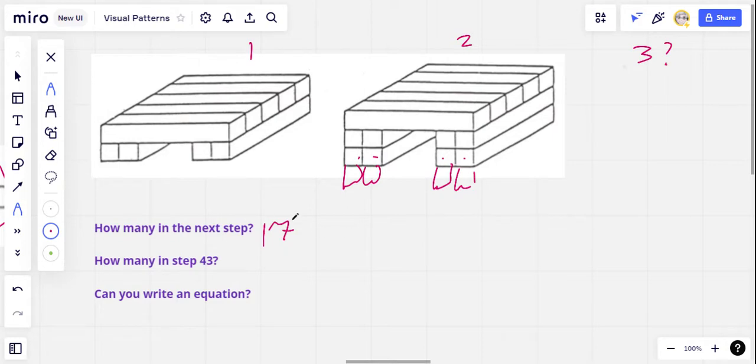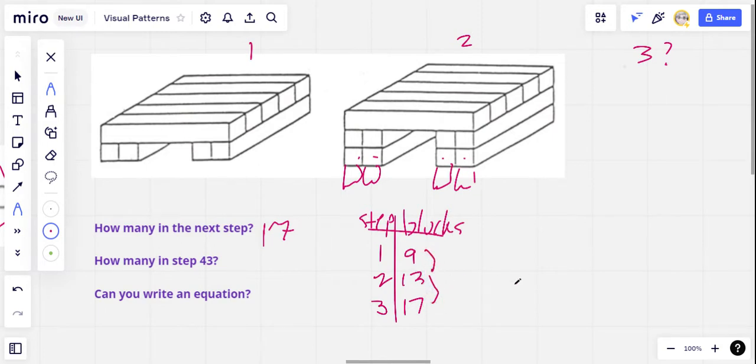I think one useful thing to do is to keep track of all these numbers in a chart. So I'm going to put the step number and the number of blocks in a chart. And in this first one, we have 5 plus 4, that's 9. So step 1 has 9, and step 2 has 13. And we're saying step 3 has 17. I think that's right. And when you've arranged your data like this, you can look at the difference of number of blocks in each step number.